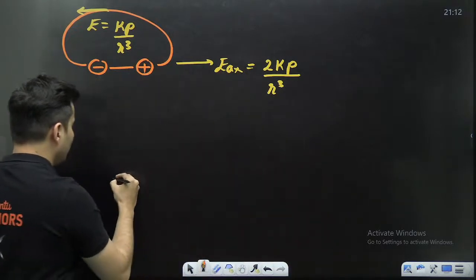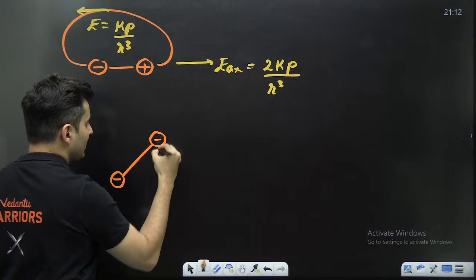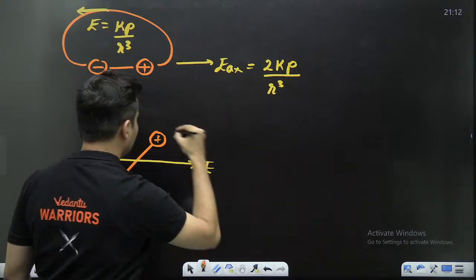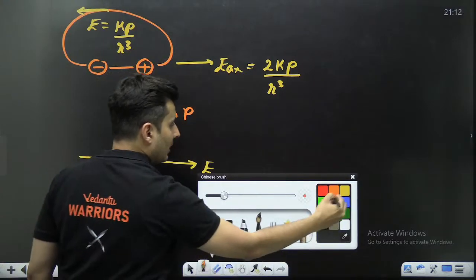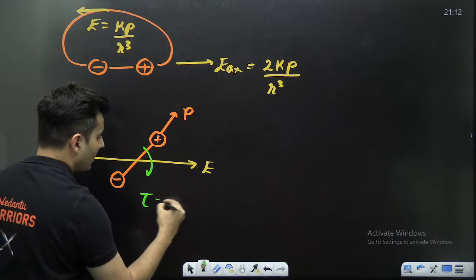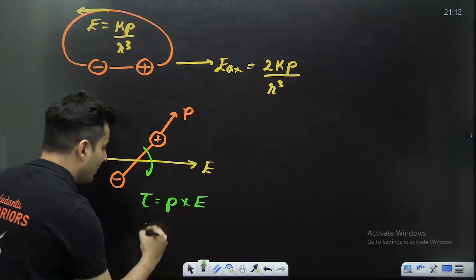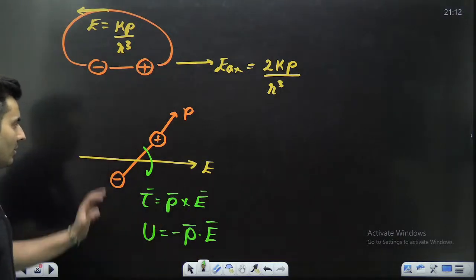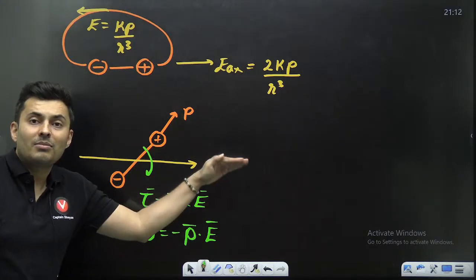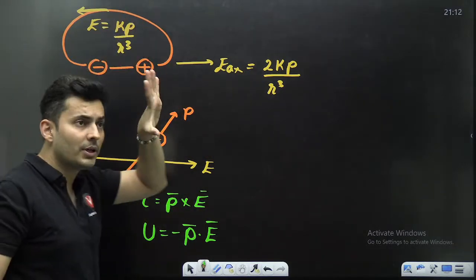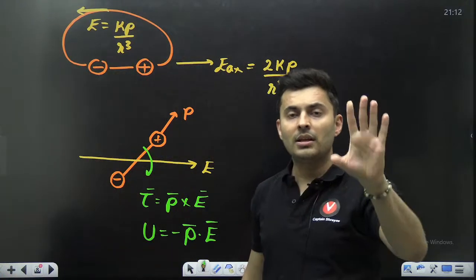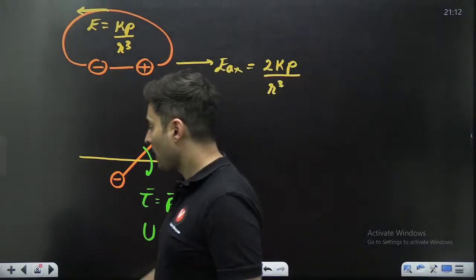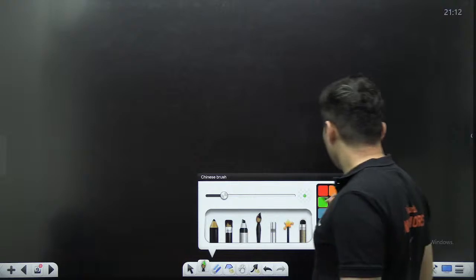But if you take a dipole and place it in somebody else's field, then you will experience a torque given by P cross E, and the potential energy is minus P dot E. That is what you get for a dipole placed in somebody else's field. These questions were also very common in the last few years and even in this particular shift, if you remember. You will also see many problems.